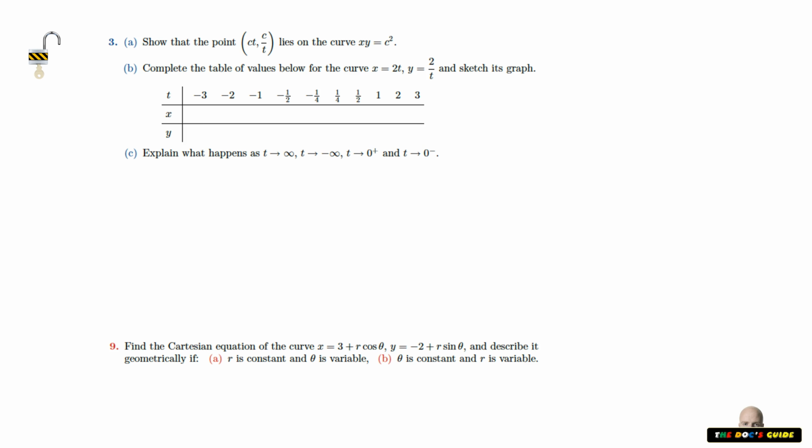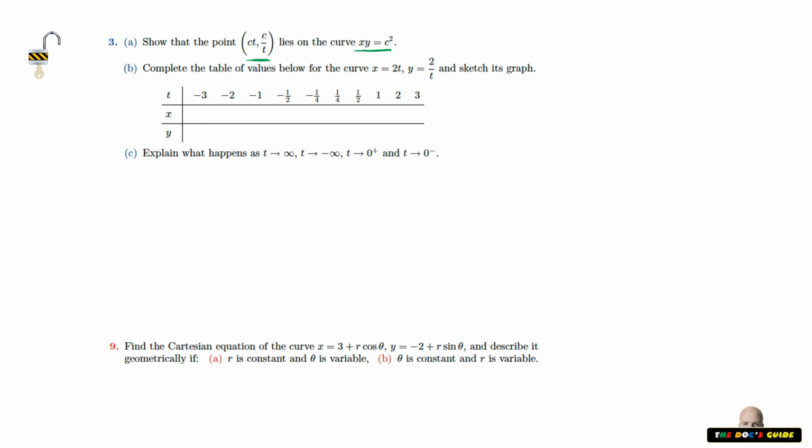So let's have a look at some examples. Here in this example, we're doing a different parameterization. We have this point, c on t, and that's a parameterization for the hyperbola xy equals c squared. Now we mightn't have seen it written as c squared before. Again, that's a little bit of an introduction to extension 2, but it doesn't matter.